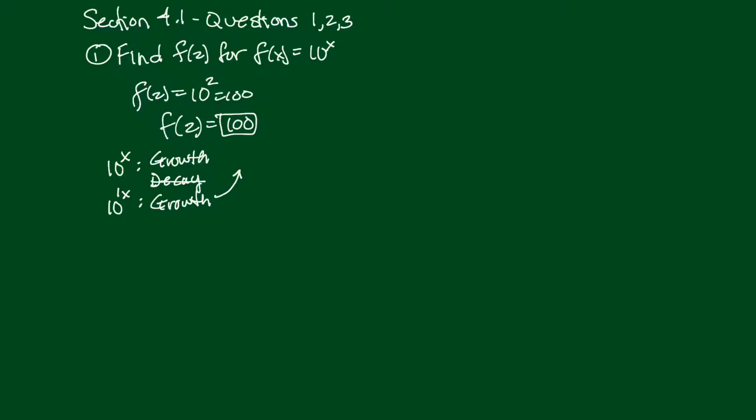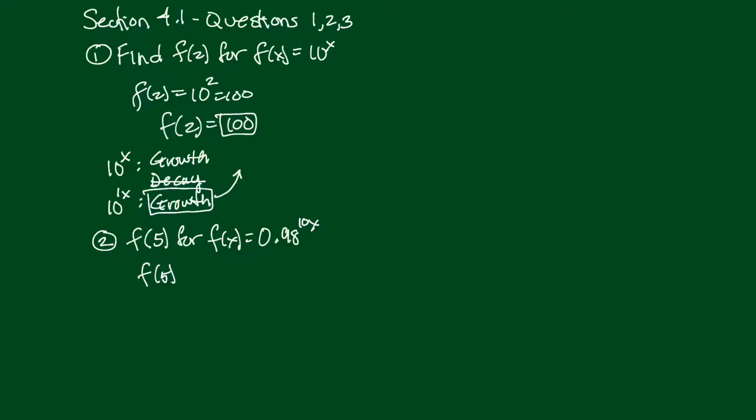And growth functions, we know, look like this. So first of all, we'll claim that f of 2 is equal to 100. And secondly, we will claim that 10 to the x is a growth function. And in number 2, the first thing we want to do is find f of 5. So we're going to replace this x and all x's with a 5.